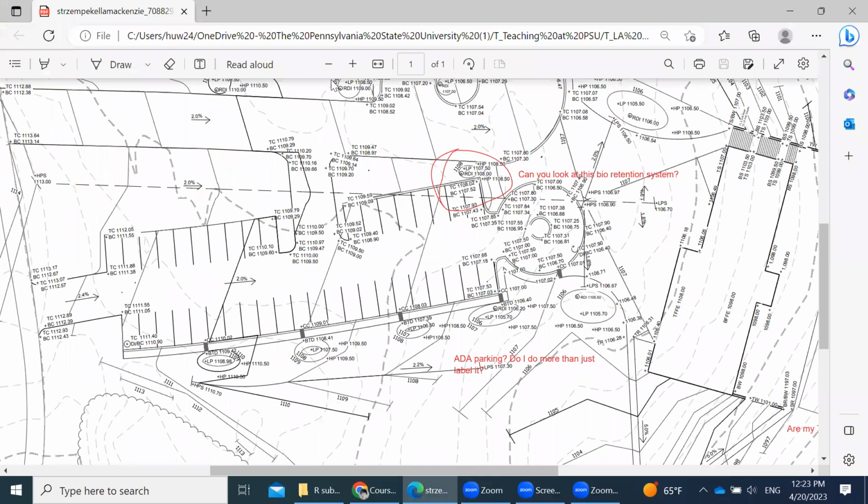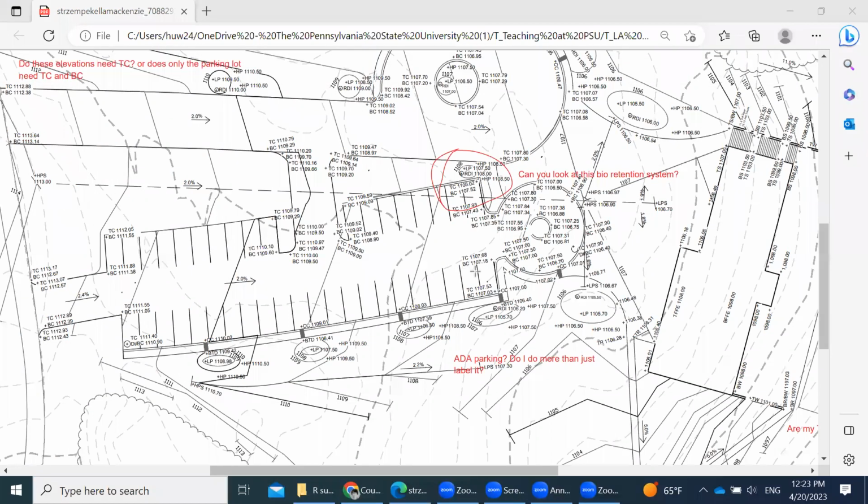ADA parking. You could label it ADA parking and then put shading like the other folks did, shading on the center, the one between two ADAs, and then that's it.